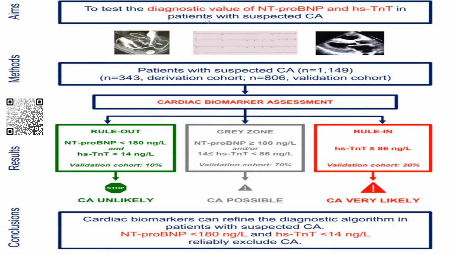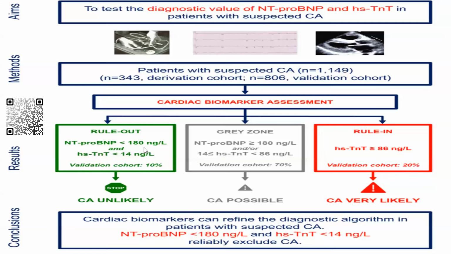This study was developed to test the diagnostic value of NT-proBNP and high-sensitivity troponin in patients with suspected cardiac amyloidosis. They included 1,149 patients. Of them, there was a rule-out arm for amyloidosis, which included NT-proBNP less than 180 and high-sensitivity troponin less than 14.